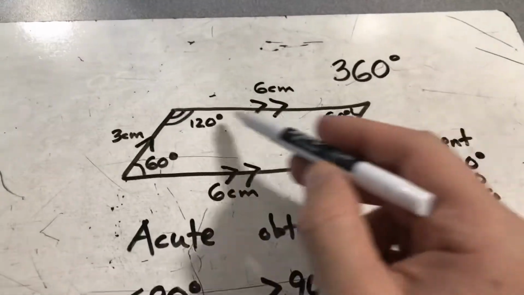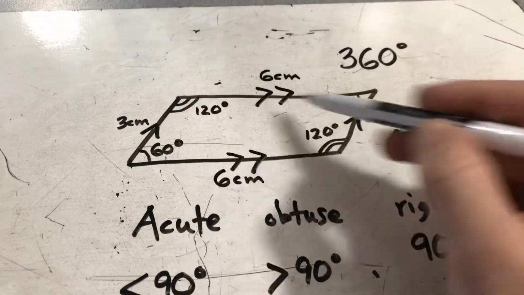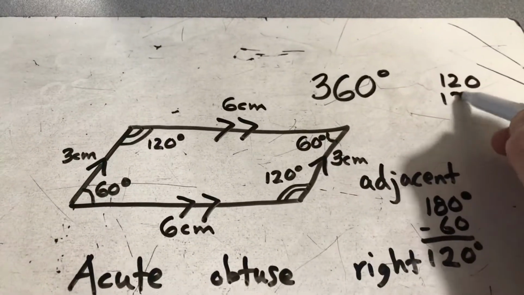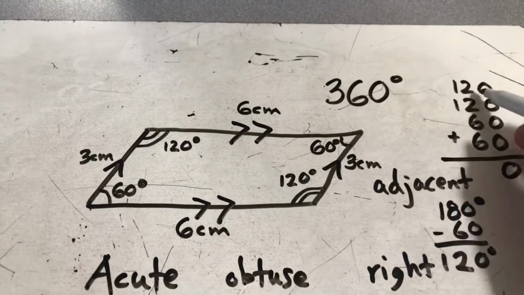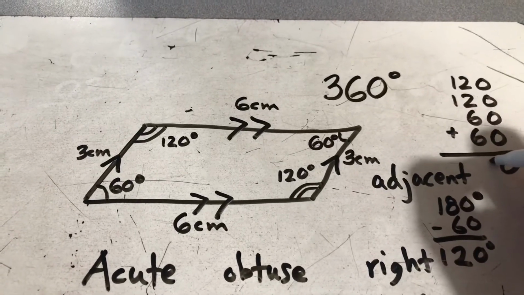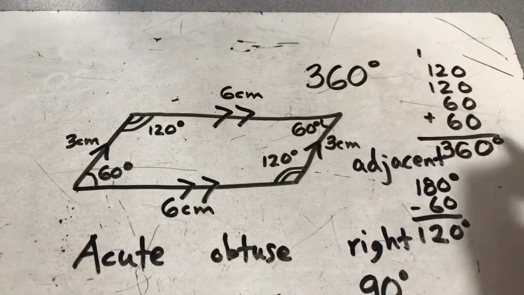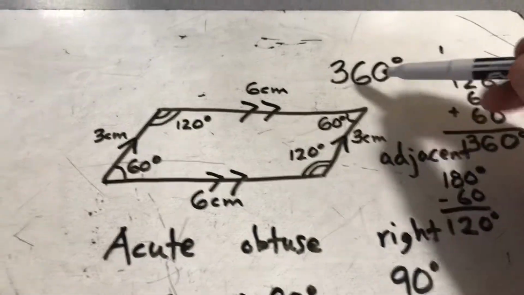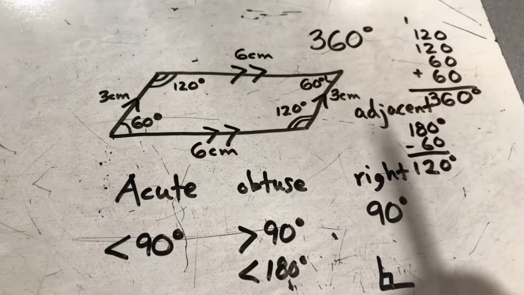Now, going back to telling you that all the angle measures equal 360, if you add all of these angle measures up, so 120 plus 120 plus 60 plus 60, you end up with 120, 240, 300, 360, so it actually equals 360 degrees. So that's important to note with quadrilaterals. All the angle measures are going to equal 360 degrees.